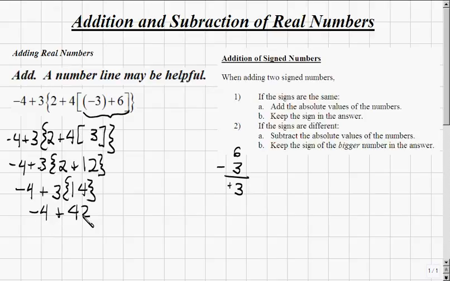Again, we're adding different signed numbers. So if the signs are different, we'll subtract their absolute values and then keep the sign of the bigger number. The absolute value of negative 4 is positive 4, and the absolute value of 42 is 42. Subtracting these, we get 38. And since 42 is larger than 4, and 42 is positive, our result will be positive 38, which we'll write without the positive sign simply as 38.